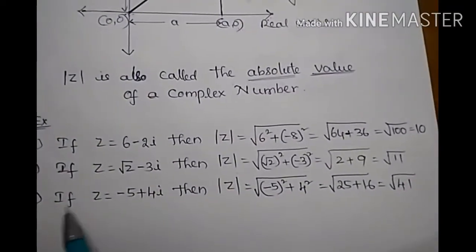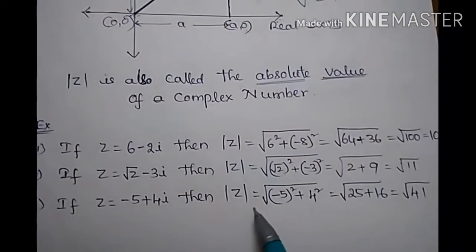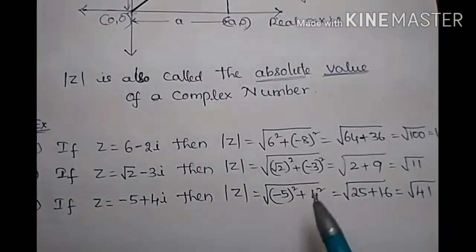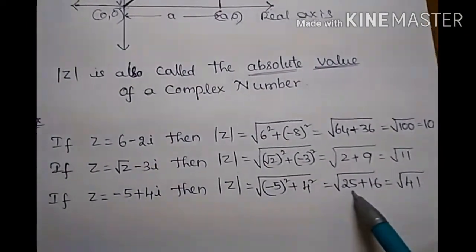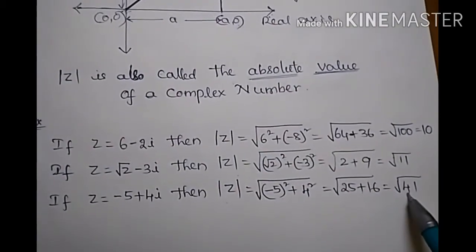Next example, if z is equal to minus 5 plus 4i, then modulus of z is equal to square root of minus 5 whole square plus 4 square, which is equal to square root of 25 plus 16, which is equal to root 41.